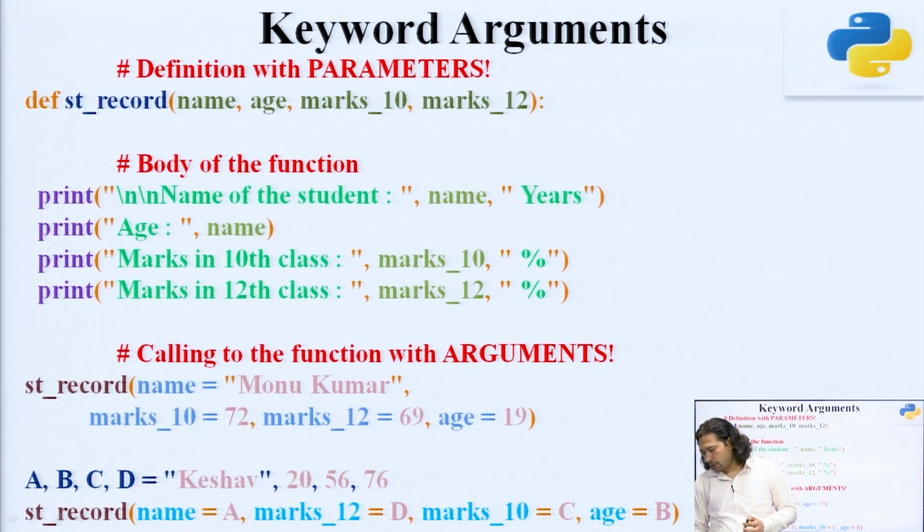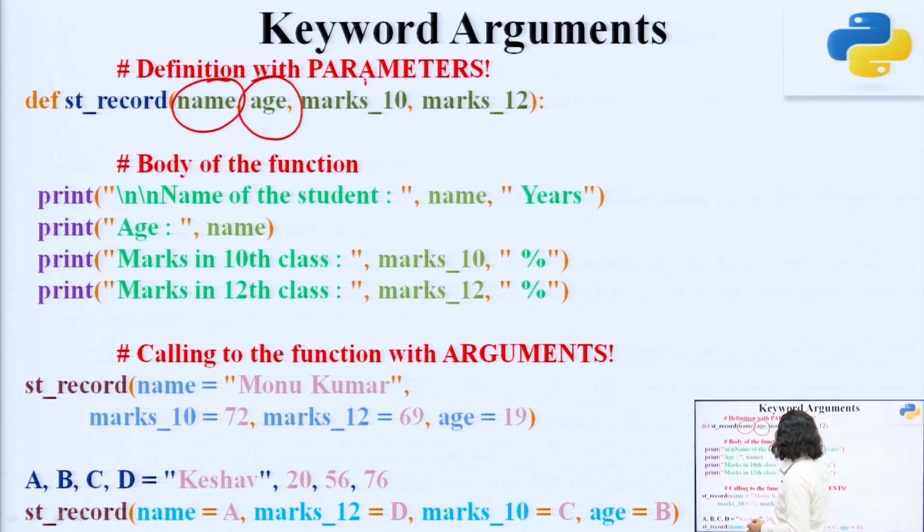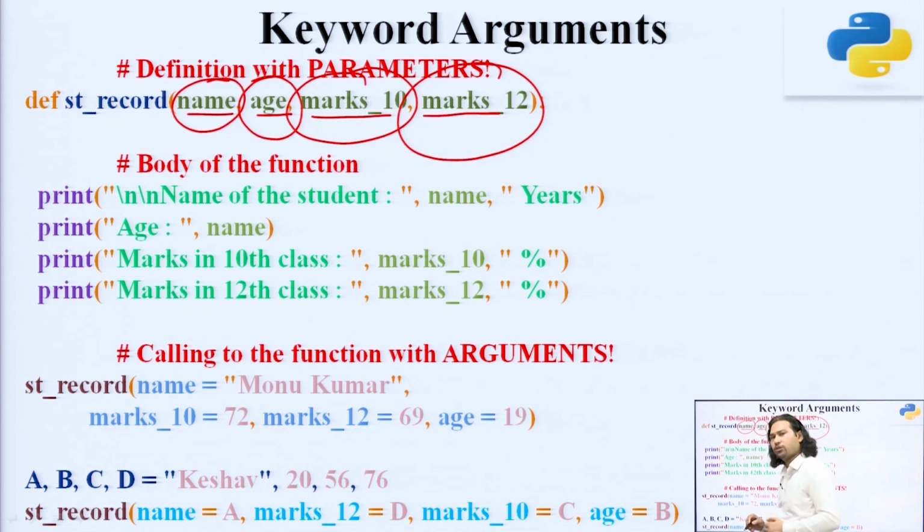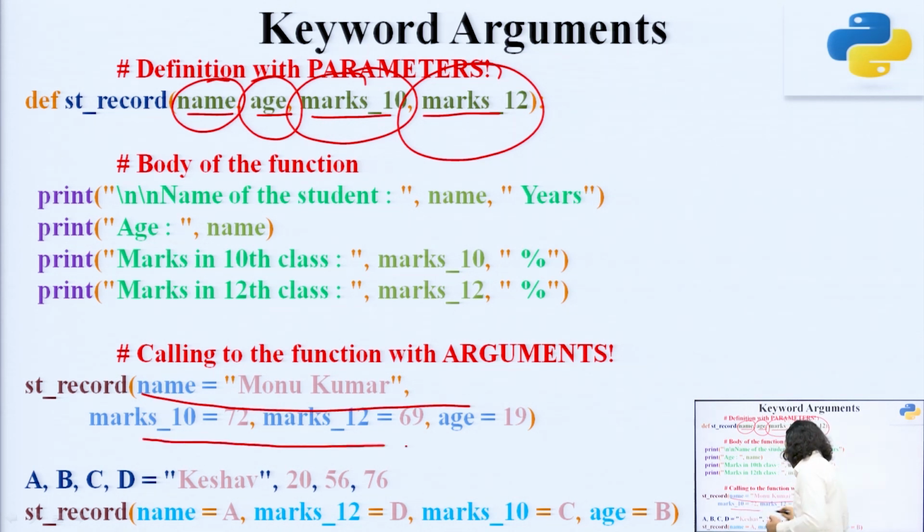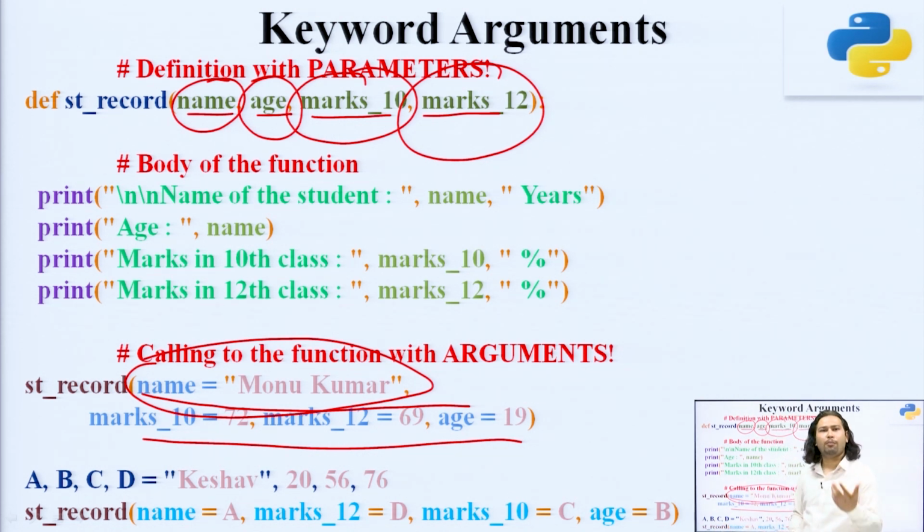Now, look at the example of this one. Here you can see that we have 4 parameters: name, age, marks 10, marks 12. The very first data is the name, the second one is age, and the third and fourth are marks of 10th and 12th. Now, look at the order while calling. Before calling the statement we have already marked that the data of Monu Kumar must be transferred to name. That means this name will automatically fetch Monu Kumar.